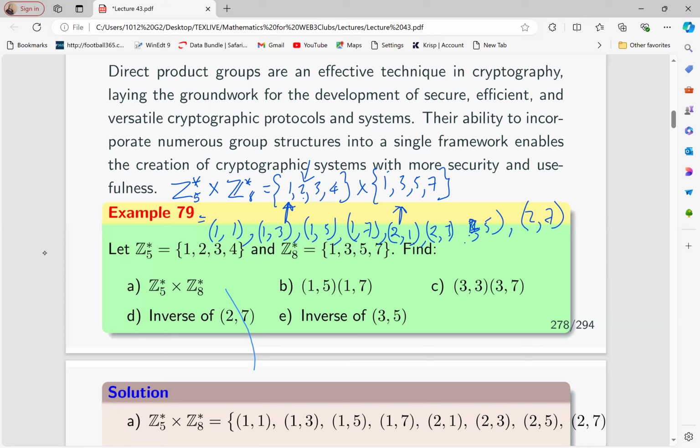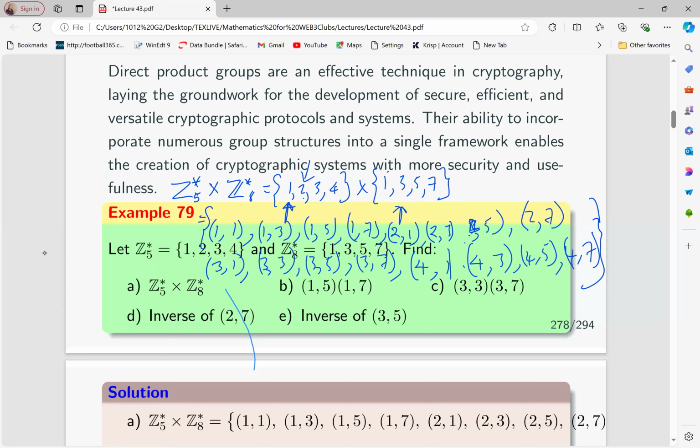And then I'll have 3 combined with each of the elements: 3 with 1, 3 with 3, 3 with 5, then 3 with 7. Then finally I have 4 combined with each of these elements: 4 with 1, 4 with 3, then 4 with 5, and lastly 4 with 7. So these are the elements of the direct product.